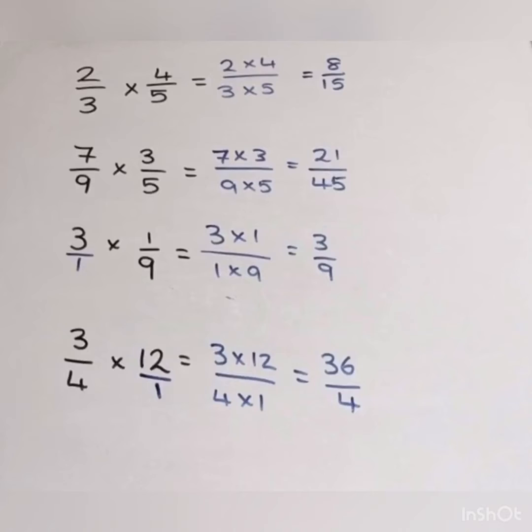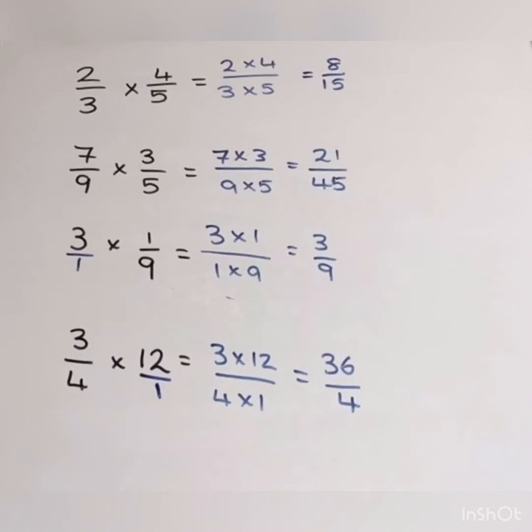Now, as always, we should check our answers to see if we can simplify or cancel down our fractions. A lot of the time in a test, you'll be asked to leave your fraction in what is known as its simplest form. So, with the first one, 8/15, 8 and 15 have no common factors. So there's nothing that I can divide them both by. So that would stay like that.